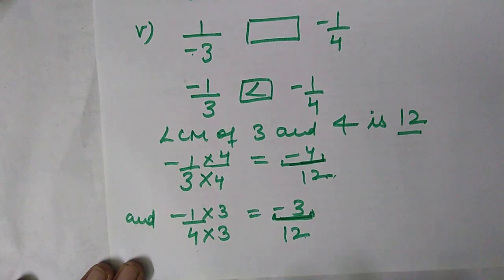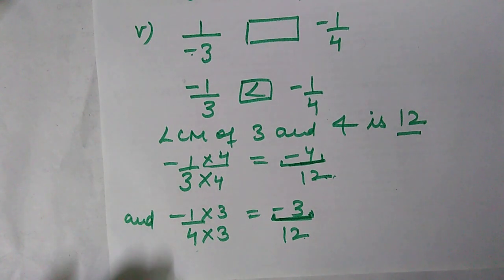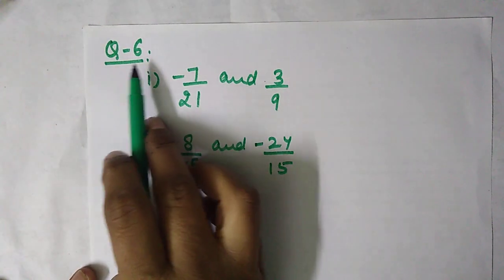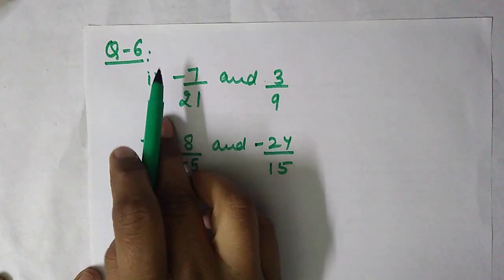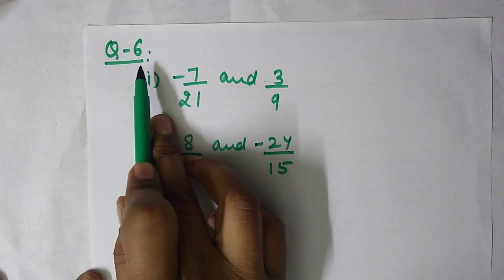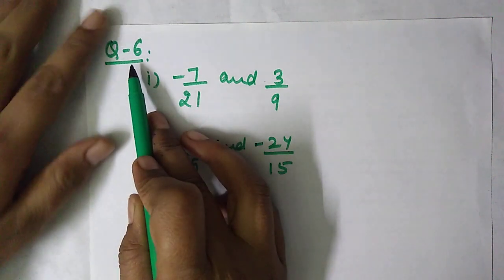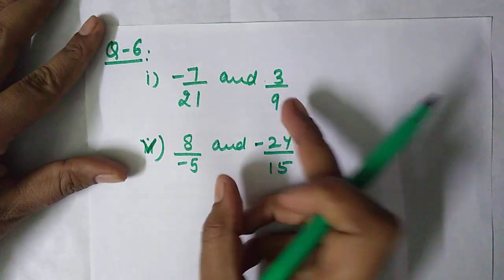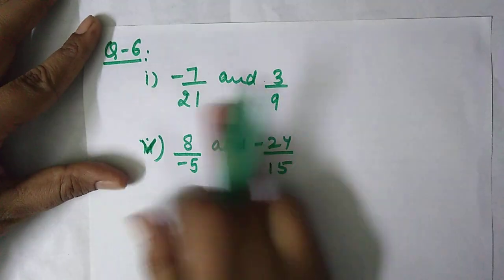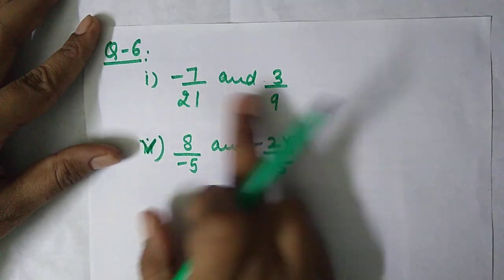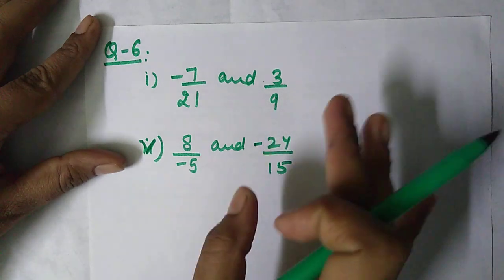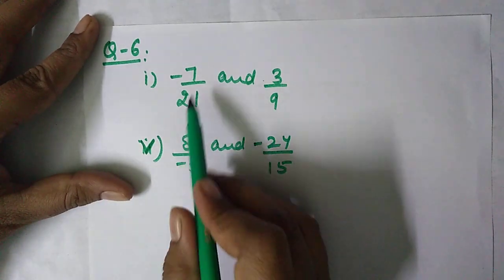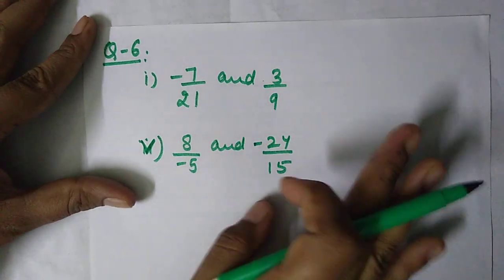Now I am starting with question number 6. Up to question number 5 we have completed in lecture number 1. Question number 6 is: which of the following pairs represent the same rational numbers? We have to tell whether these two rational numbers are equal. Which pair is representing the same rational number? For that I have to convert them into simplest form.